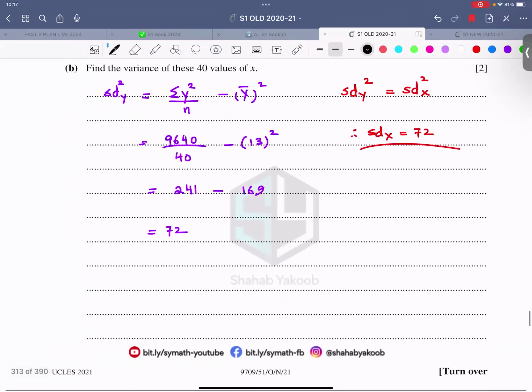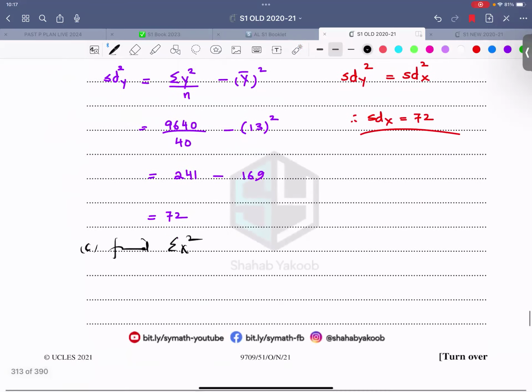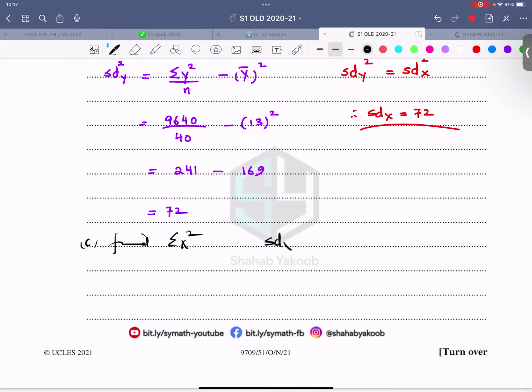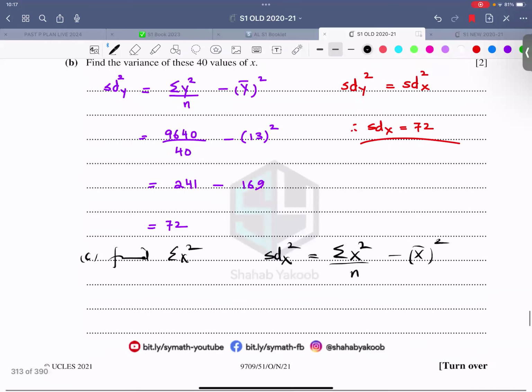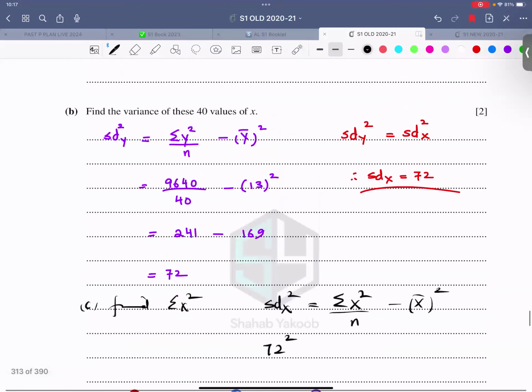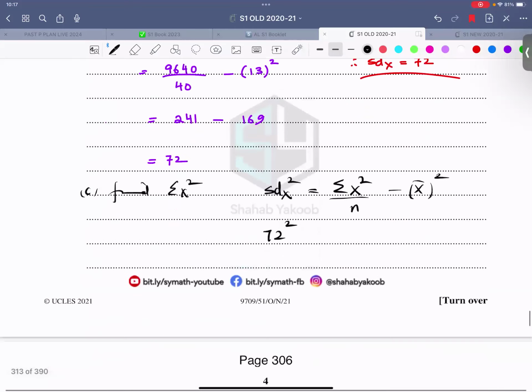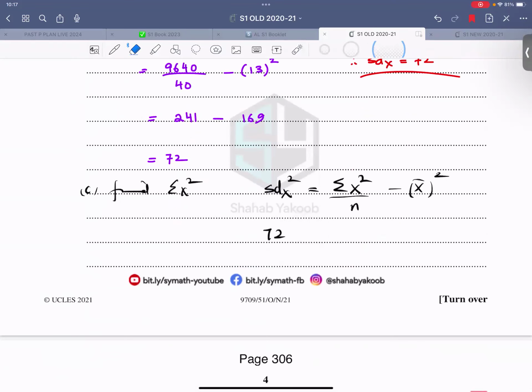Now, let me add one other part over here. Sometimes they ask to find sigma x square. So what we will do is say the standard deviation of x, whole square, is sigma x square over n minus x bar square. Now, this thing is the same. 72 square, I think this is the standard deviation of x whole square. They are asking for the variance, so this is not 72 square. This is just 72. Sigma x square is what we are looking for.